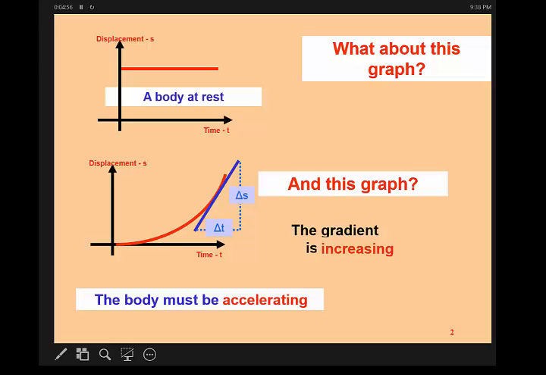So the different shapes that we've looked at of a displacement time graph could be constant velocity, a body at rest, or a body that is increasing or changing its velocity, which of course would be acceleration.